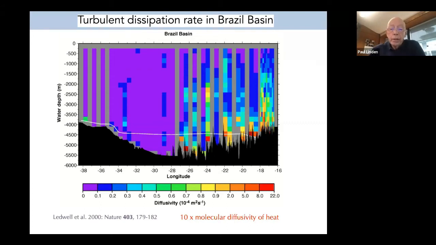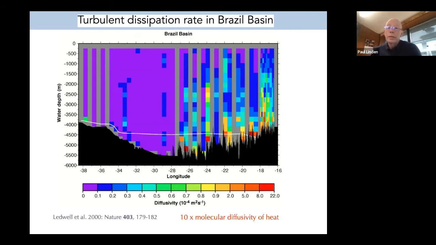The thing to notice here is that the diffusivity range, on the color scale at the bottom, covers a range up to about 10 to the minus 4 meters squared per second. And 1 times 10 to the minus 4, the yellow color, is still 10 times the molecular diffusivity of heat in water, which is 10 to the minus 5 meters squared per second. So anything above 0.1 in this picture is significantly greater than molecular diffusion.